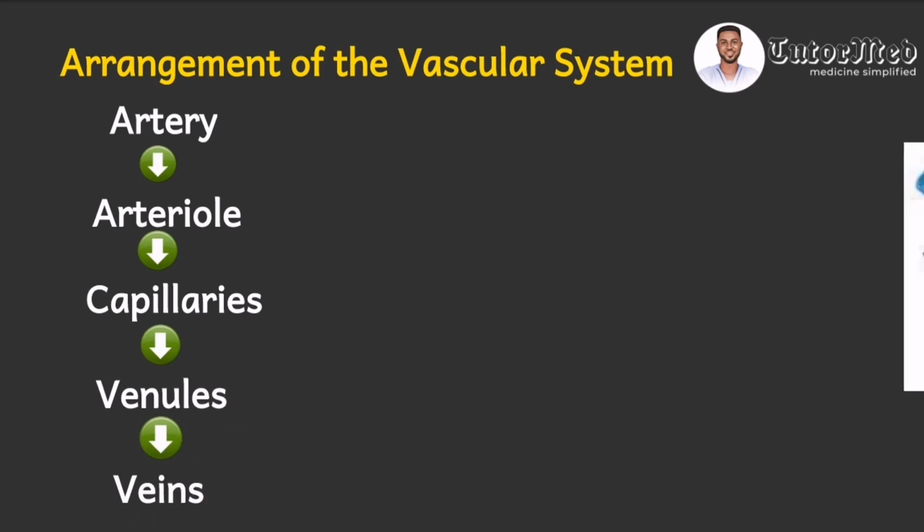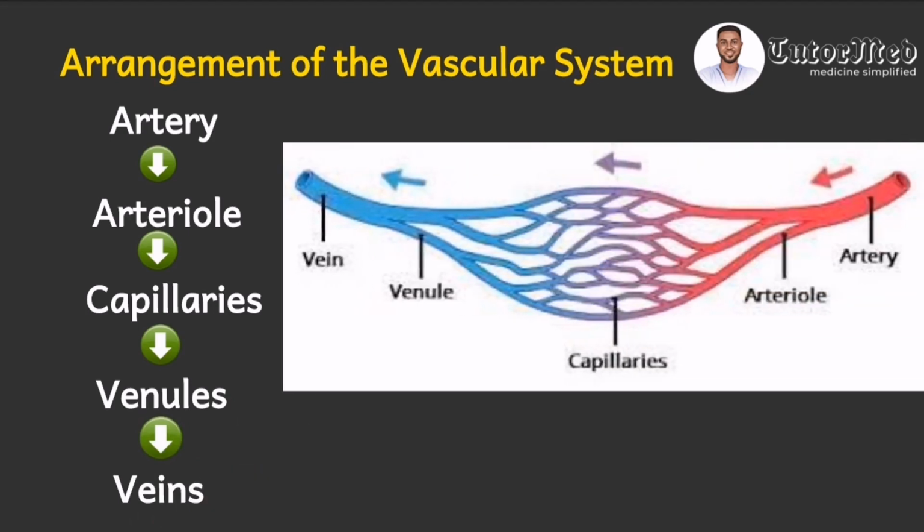This diagram is one I got online to illustrate the normal or the usual arrangement of the vascular system. The vessel in red is the artery, and note the direction of the arrows. It means that the artery is bringing blood to a certain organ. Let's assume that organ is the brain. We have the artery, then from the artery you come to the arteriole. Then from the arteriole you come to the capillary bed where there is exchange of substances.